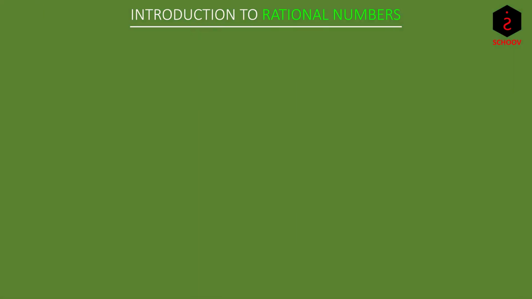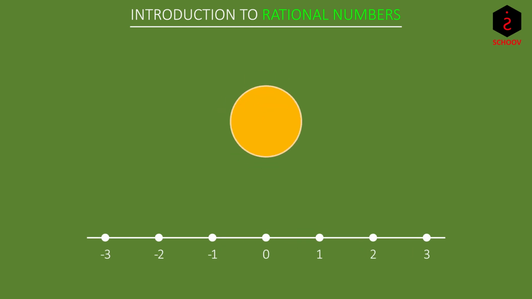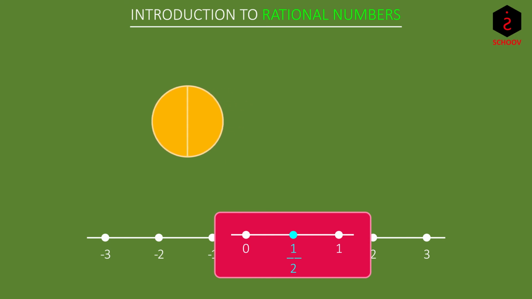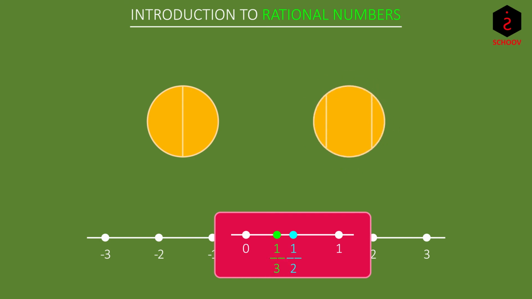Next application. Do you remember we divided a circle in half to explain the point 1 by 2 on a number line? Yes. How do we explain 1 by 3 using this method? Since the denominator is 3, divide the circle in 3 parts, like this. Is it correct? What do you think? Do it in your notebook. Actually, no, it is not correct.